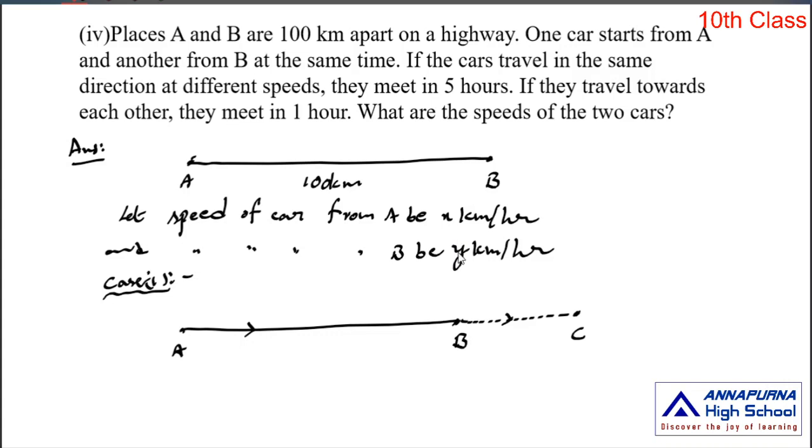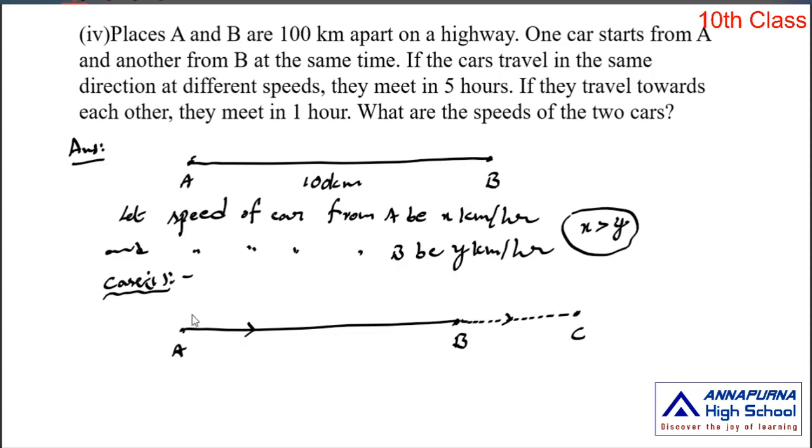Okay, here these two cars' speeds are different. Compare the first car's speed to the second car's speed. Here the first car's speed is greater than the second car's speed. Why? Because here we are choosing the diagram like that. So the two cars meet on the right side of A and B. So when you observe this, obviously the first car's speed is greater than the second car's speed. That means x is greater than y, and these two cars meet at point C.